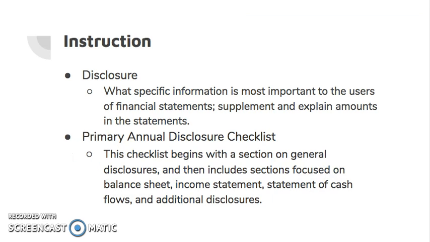After that, we have disclosure, which is specific information most important to the users of financial statements, and also disclosures supplement and explain amounts in the statements as well. Also with the disclosures, they have a checklist, and this checklist begins with a section on general disclosures, and then includes sections focused on balance sheets, income statements, statements of cash flow, and additional disclosures.